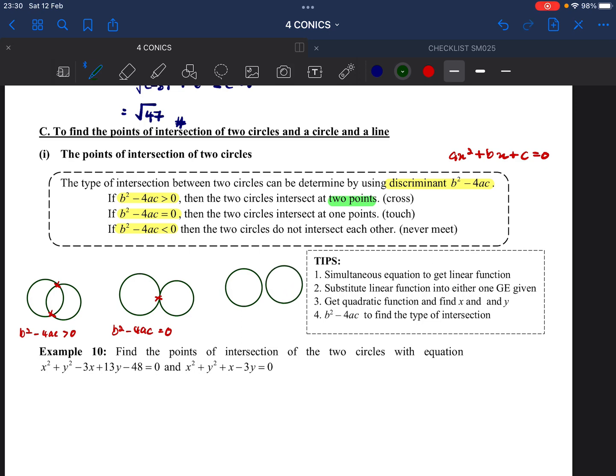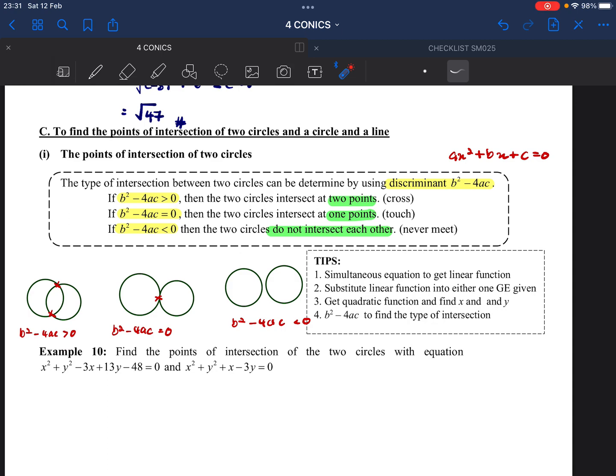Alright, so there are two circles, but there is no intersection between the two circles. That means if you calculate your discriminant, you will get a value less than 0. So this is something you have to remember: whenever the question asks you for the type of intersection, you have to find the discriminant and determine it by using greater than 0, equals to 0, and less than 0.